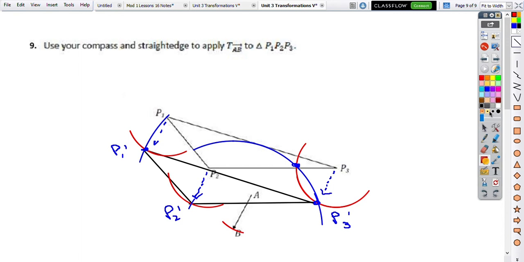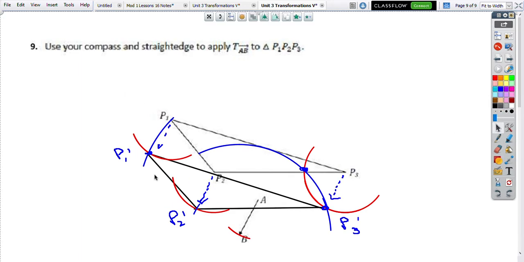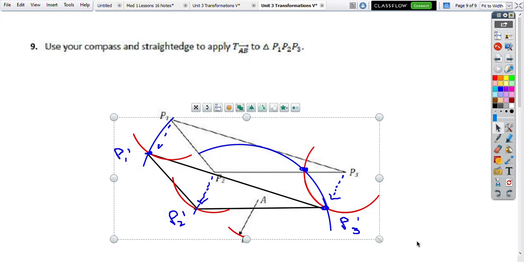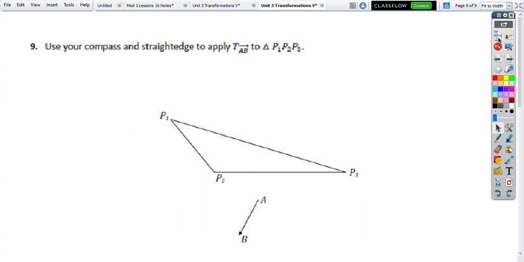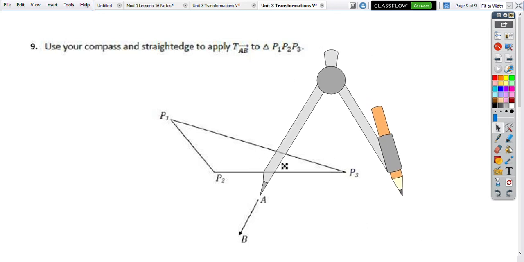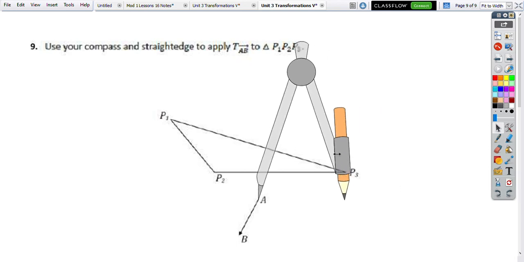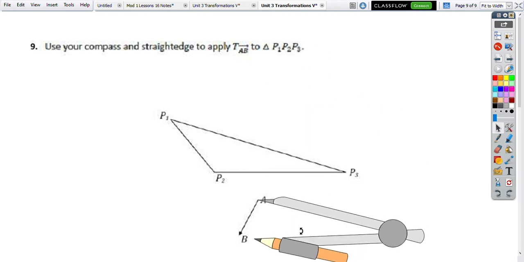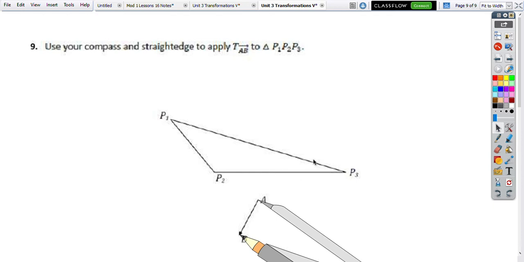And the last thing we'll take a look at here is a translation. So let's go ahead and do this one together. So let's just lock it down. We'll delete this out. Okay, so we're going to take our compass. We're going to place this compass right on the ray, so the beginning of the ray at point A. The compass point is going to go at B. So we want to know exactly how far we're going to translate.